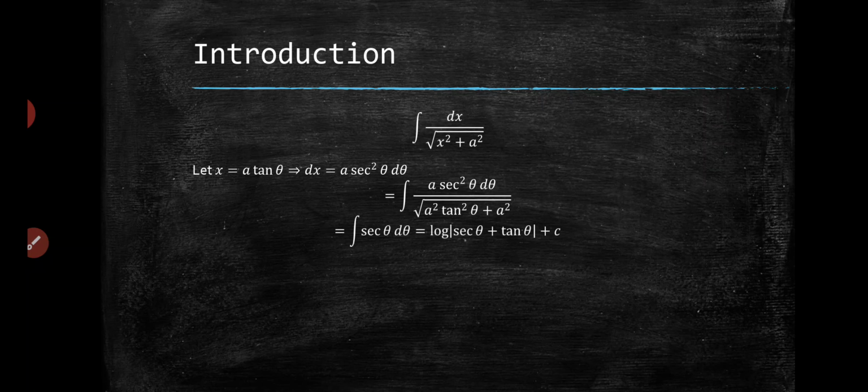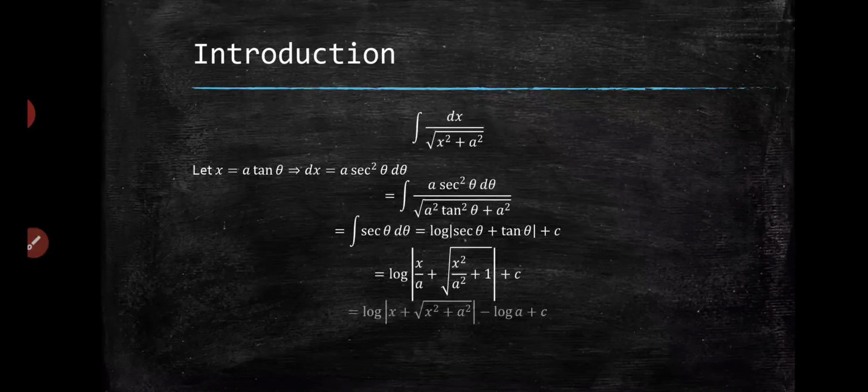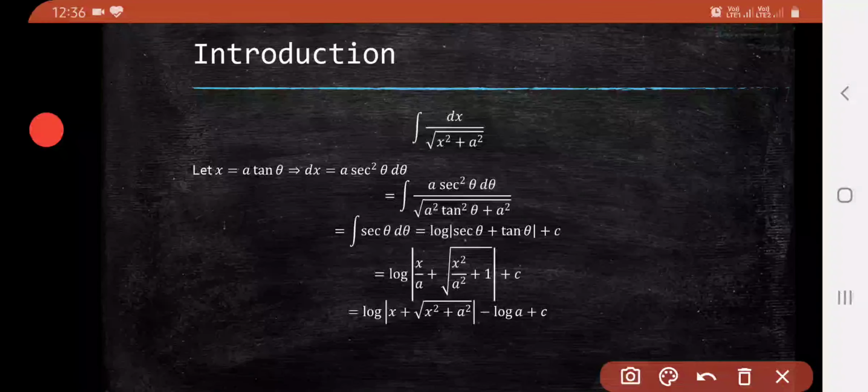So if x is a tan theta, then tan theta is x by a, and sec theta will be under root x square by a square plus 1, because we know that sec square theta is 1 plus tan square theta. So therefore this is what you get. Now if we just take LCM and bring everything out, we will have a log a coming out. So how it does come out, let me just show you a small step.